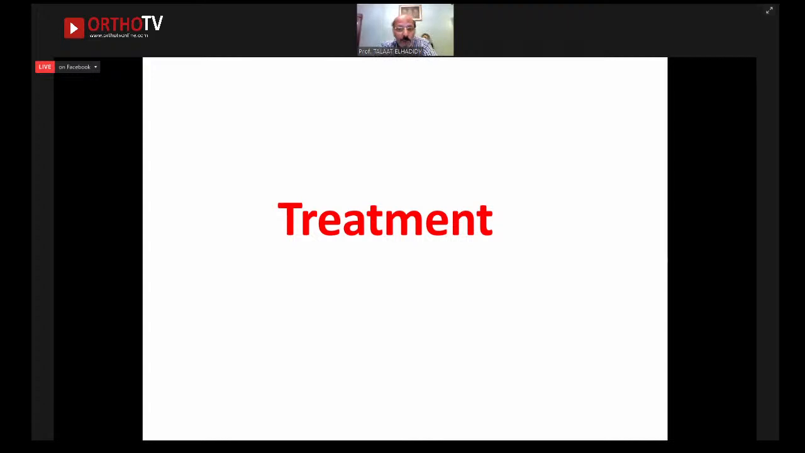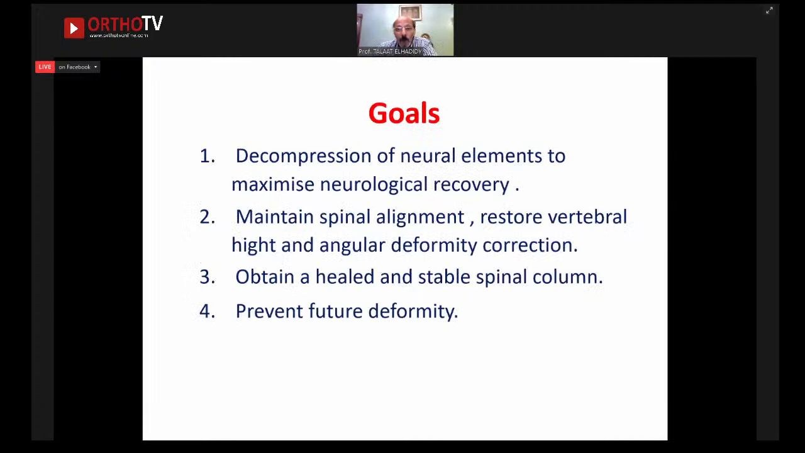We had 20 cases treated posteriorly and 20 cases treated anteriorly, randomized. One case anterior, one case posterior, until we finished the 40 cases. The goals were to stabilize the spine, decompress the spine, and realign it, aiming at fusion and permanent stabilization.